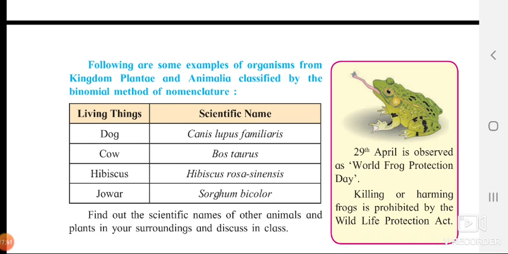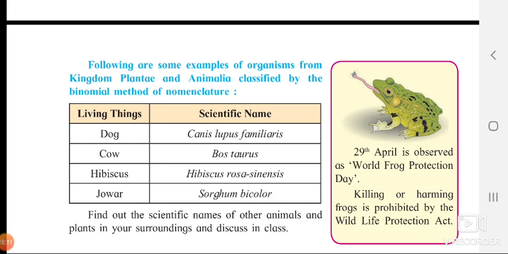What is cow? Cow is said to be Bos taurus. What is the hibiscus name? Hibiscus means jaswanda. We call it Hibiscus rosa-sinensis. What is jowar called? It is Sorghum bicolor. So there are a few names or varieties over here. You can find out for your own interest what it is called for rose, what it is called for tulsi, what it is called for aloe vera, etc.